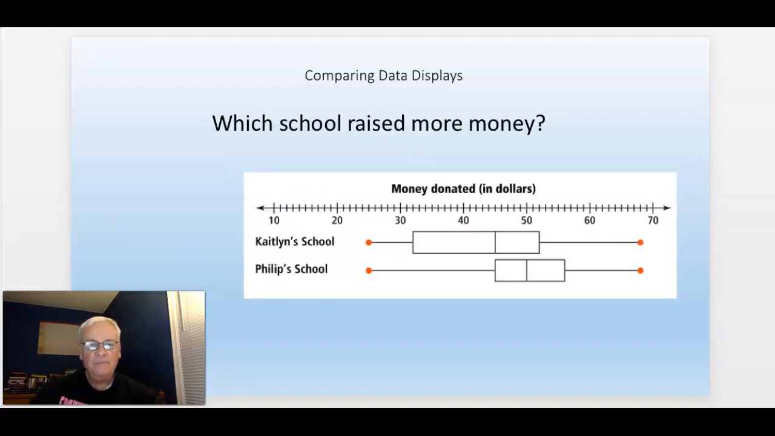All right, how about this one? Which school raised more money? Again, these are both box and whisker plots. Both sets of data have the same minimum and the same maximum. But it looks like Philip's school raised more money than Caitlin's. All right, their median is higher. The number in the middle of their data is higher in Philip's school than in Caitlin's. And look at the box. It's higher. The box is higher than this one.